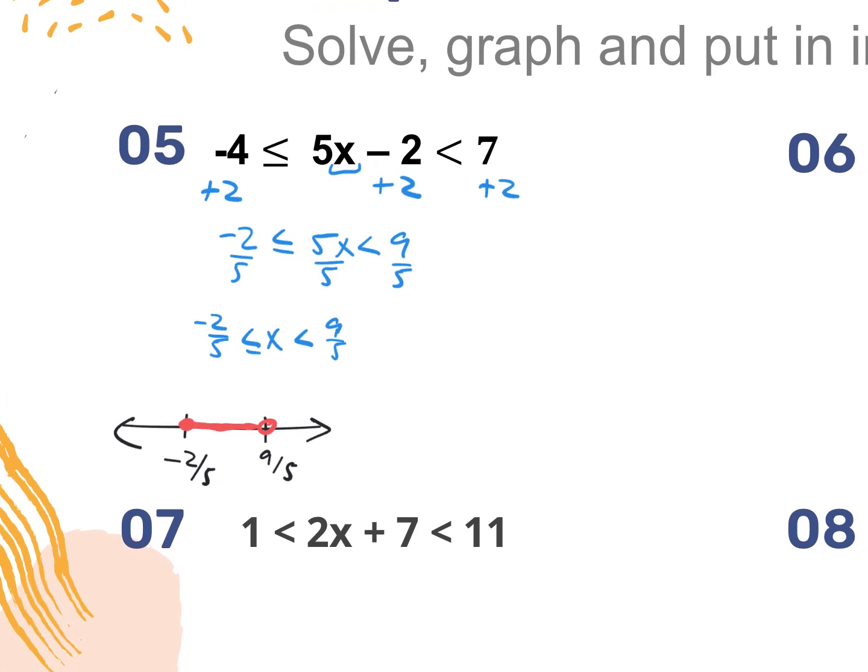And then to write it in interval notation, going from left to right, our leftmost solution is going to be at negative 2/5, and we are including it. It is a closed circle, so it's going to be a bracket. And then our rightmost solution is going to be at 9/5, and we're not including it.